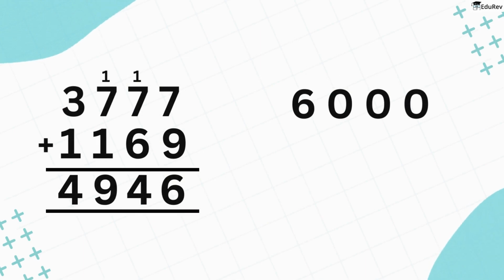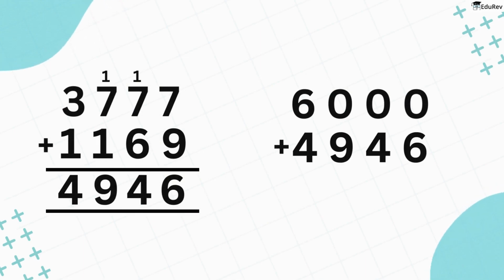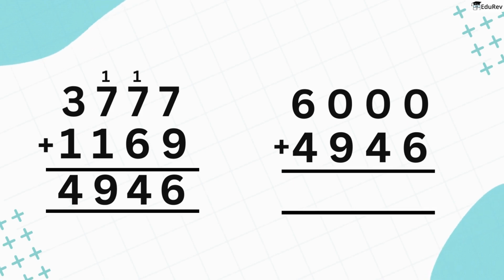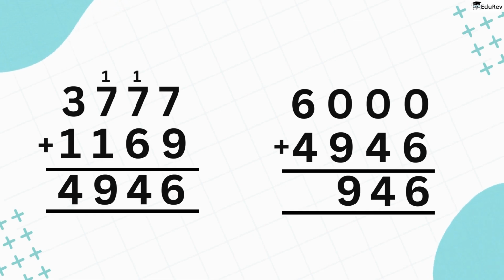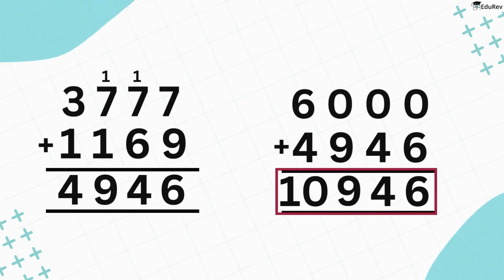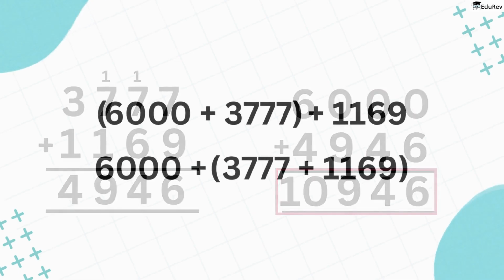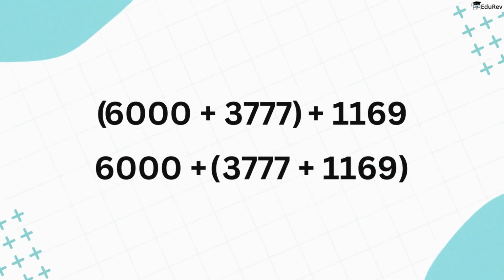Now, we add 6000 and 4946. Adding the values in the ones column, 0 plus 6 is equal to 6. Next, in the tens column, 0 plus 4 is equal to 4. In the hundreds column, 0 plus 9 add up to 9. And finally, 6 plus 4 is equal to 10. So the final answer is 10946. So students, no matter how we group the addends, their final sum remains unchanged.